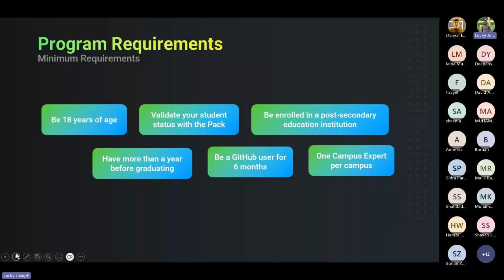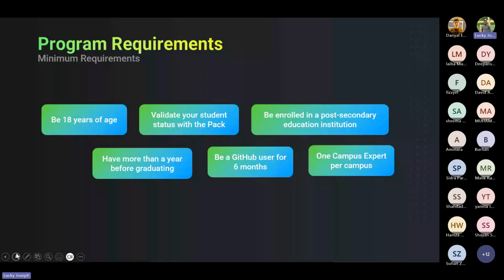The first in the list here: you need to be 18 years of age. You need to have a valid GitHub Student Developer Pack, and you need to be enrolled in a post-secondary institution. Furthermore, you need to have more than 1 year before graduating, and you need to be a user of GitHub for more than 6 months.